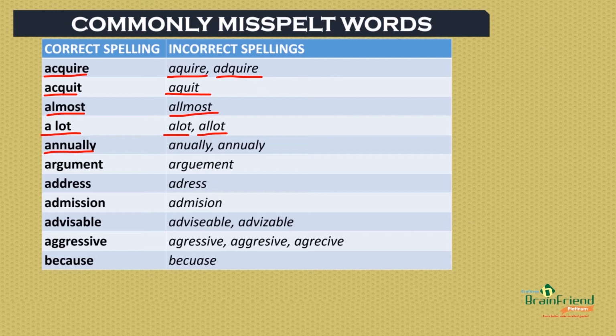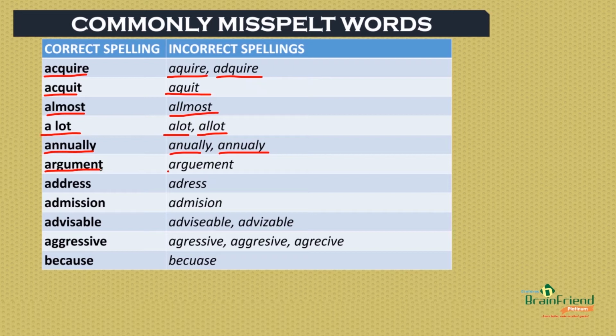Next, we have annually, which is spelled ANNUALLY, but it is wrongly spelled as ANUALLY or ANNUALY. Next, we have argument. Argument is spelled ARGUMENT, but it is sometimes spelled wrongly as ARGUEMENT.